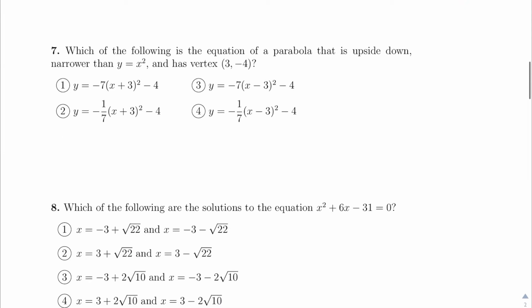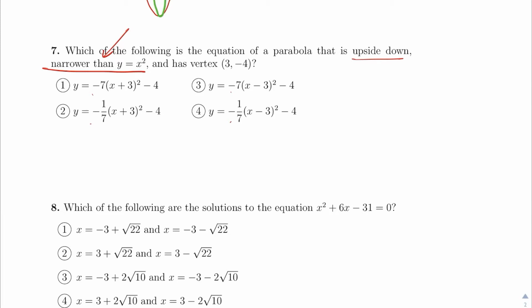For problem number 7, which of the following is the equation of a parabola that is upside down? So it's going to have a negative a value. Well, all of them do, unfortunately, so that doesn't let us eliminate a choice. Narrower than y equals x squared. In order to make it narrower than y equals x squared, what you do is you want to take each of these points and stretch them so that they're higher up.